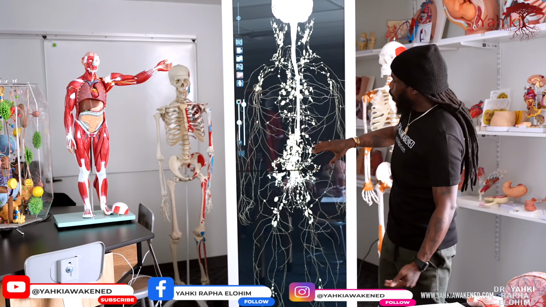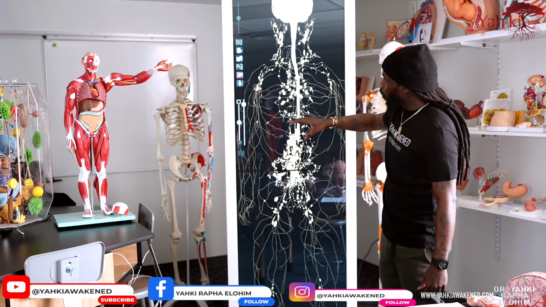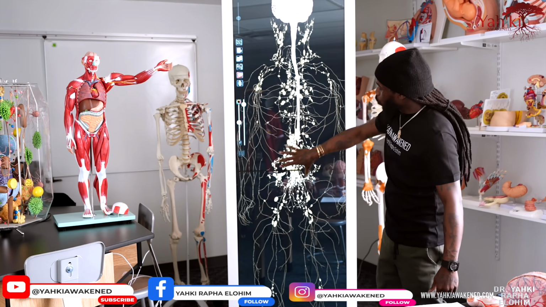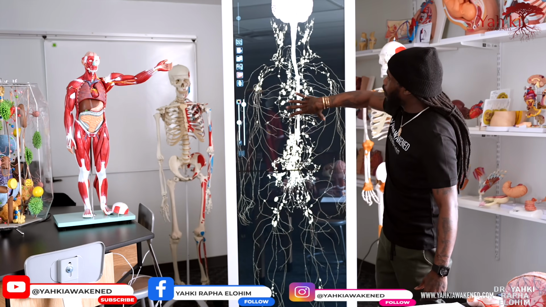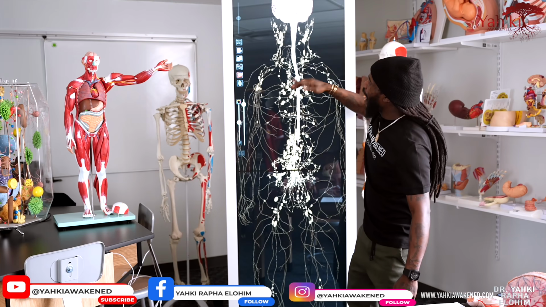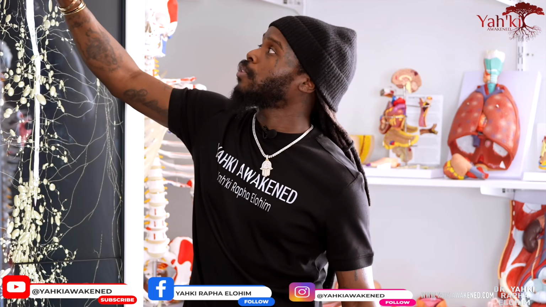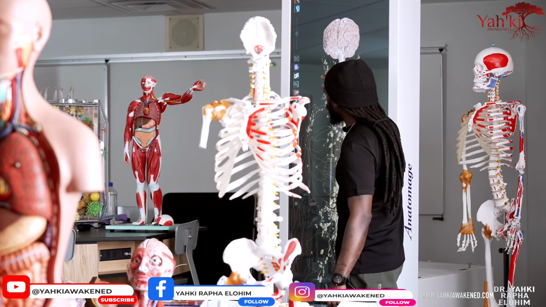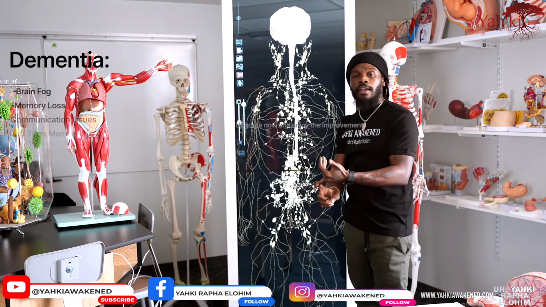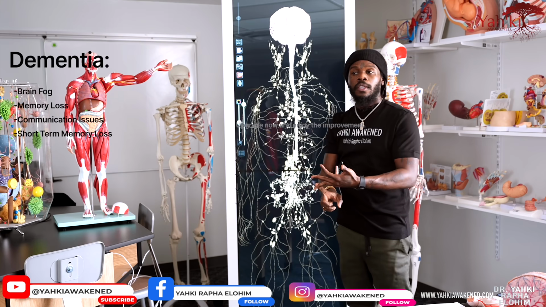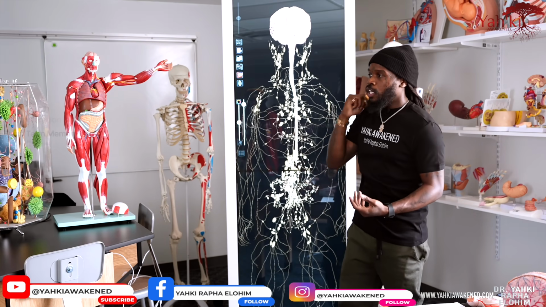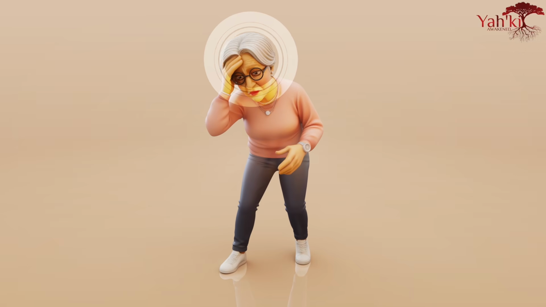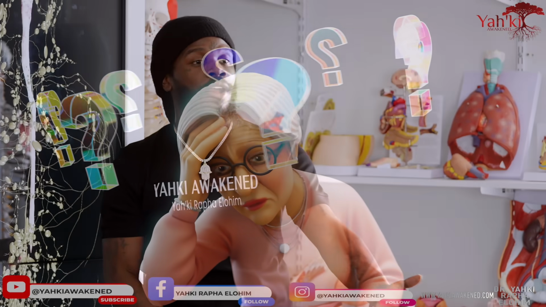All right. So if the lymphatic system is not moving, then it builds up congestion. When you build up congestion in the lymphatic area, then automatically you start backing up pressure-wise upwards. Now you start backing up in the cranial area, what we call the brain, and then you start getting things like dementia, brain fog, memory loss, communication issues. You forget your words while they're coming out of your mouth. You forget your keys. You forget where your car is. You start forgetting who you are. You forget who your children are.